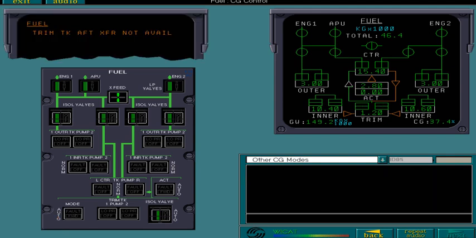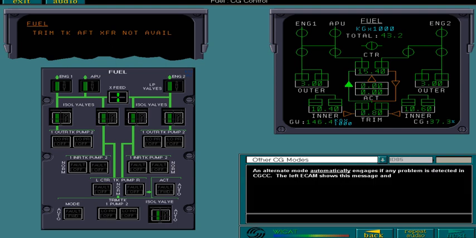An alternate mode automatically engages if any problem is detected in CGCC. The left ECAM shows this message and the fuel is automatically transferred forward from the trim tank, when required, in steps. Even when no actual transfer is taking place, this white symbol on the ECAM will indicate the alternate mode. Again, aft transfer is inhibited.